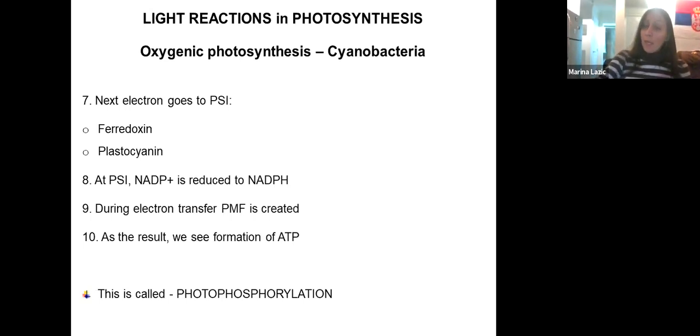So when you have a typical electron transport chain that we talked about earlier, when bacteria oxidize, let's say, an organic molecule, that's called oxidative phosphorylation. This is called photophosphorylation because light is used to bring electrons from a lower to a higher energetic state.